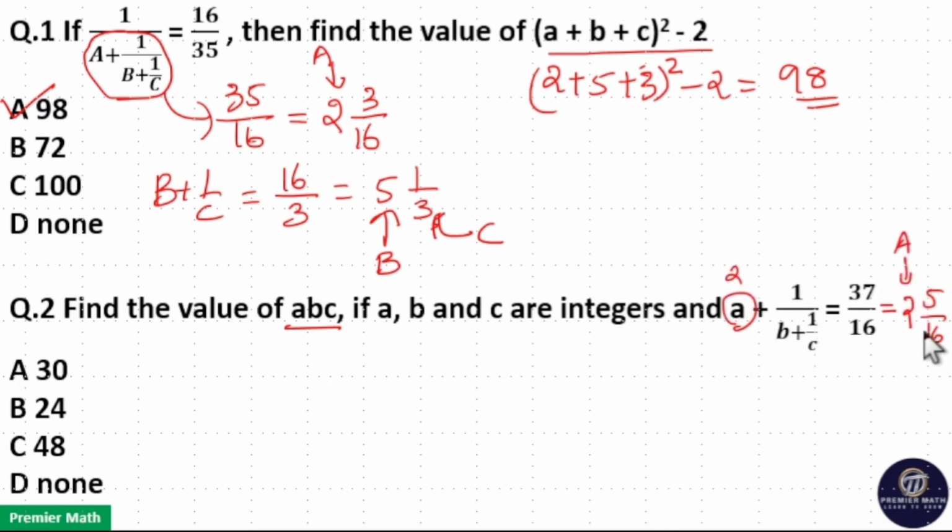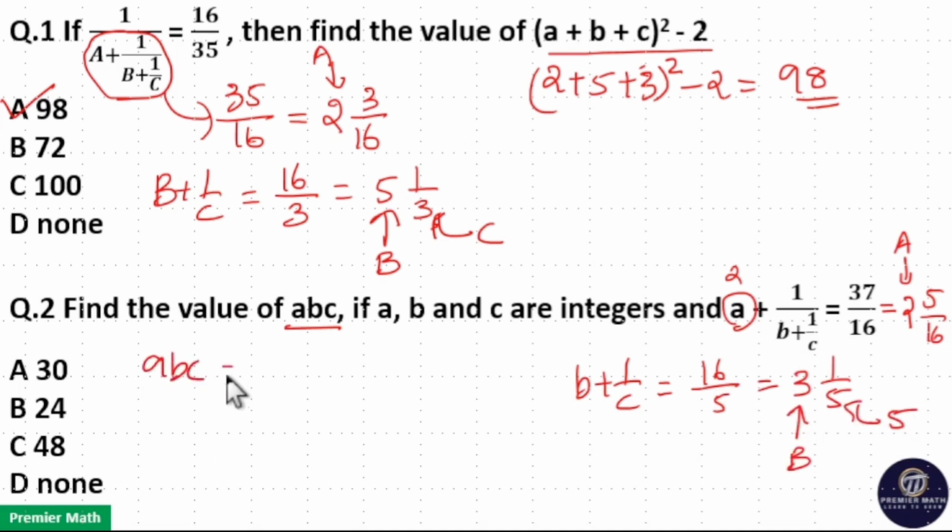And 1 by b plus 1 by c is equal to 5 by 16. So b plus 1 by c is equal to reverse of 5 by 16, which is 16 by 5. 16 by 5 is equal to 5 goes 3 times in 15, remaining 1 by 5. Now you can see b is equal to 3 and c is equal to 5. So a is 2, b is 3 and c is 5. 3 into 5, 15. 15 into 2, 30. Option A is your answer.